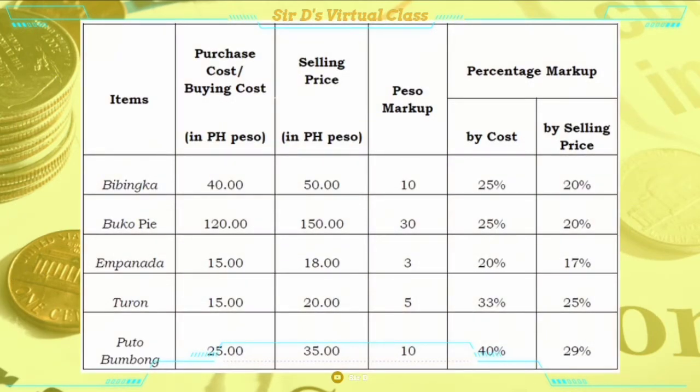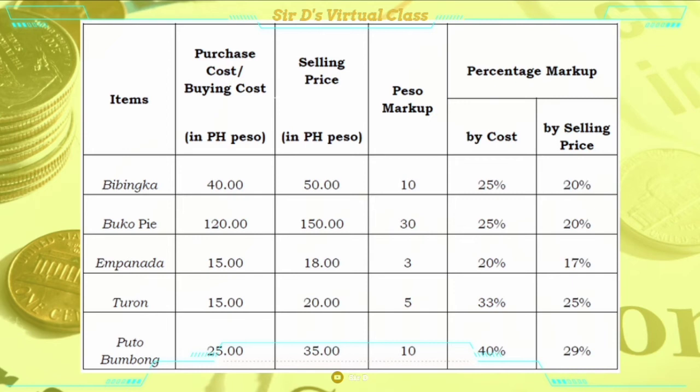Try to look at this table as an example. We have different food items in line. Bibingka, buko pie, empanada, turon, puto bumbong. All of these have the purchase cost or buying cost as follows: 40 pesos for the bibingka, 120 pesos for the buko pie, empanada at 15, the same with the turon at 15, and puto bumbong at 25 pesos.